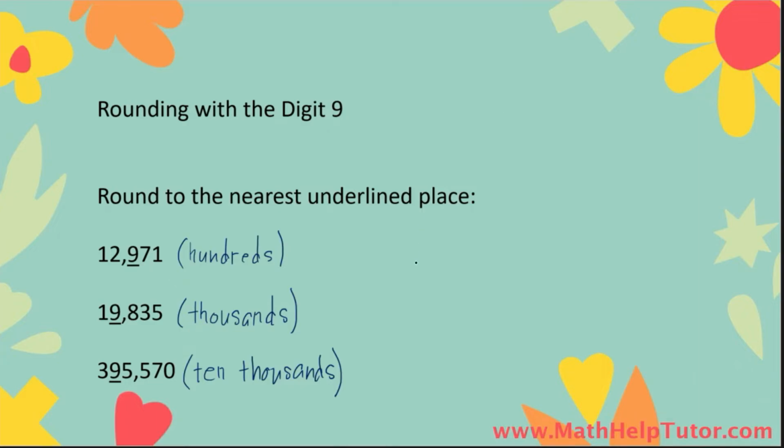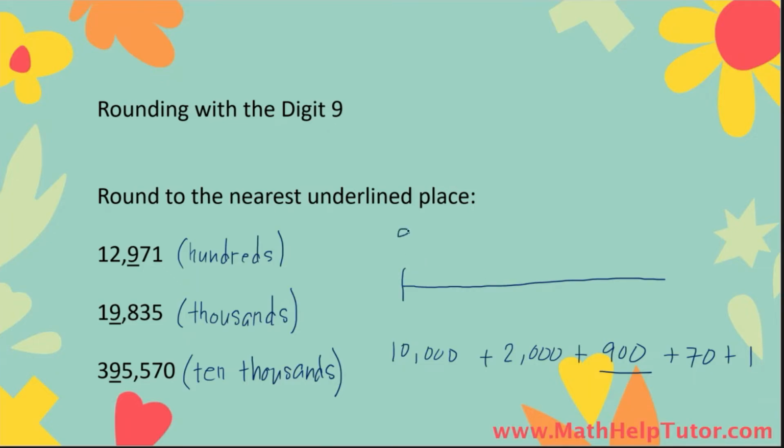So for the first number, again, we draw a number line, and then we determine the current hundreds place of our number. So the expanded form of our number would be 10,000 plus 2,000 plus 900 plus 70 plus 1. And we are concerned about this place, the hundreds place. So the current hundreds place is 9, but we don't consider the tens and the ones place anymore. So we just convert them to 0.